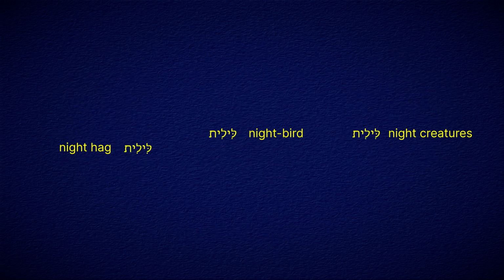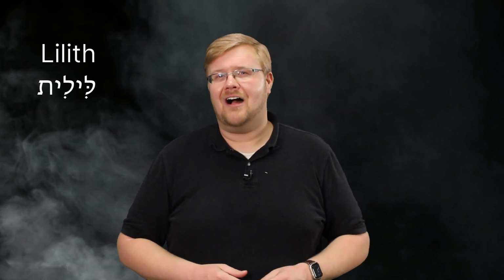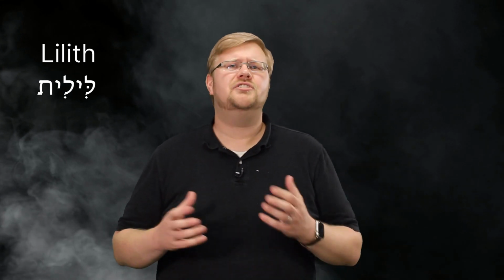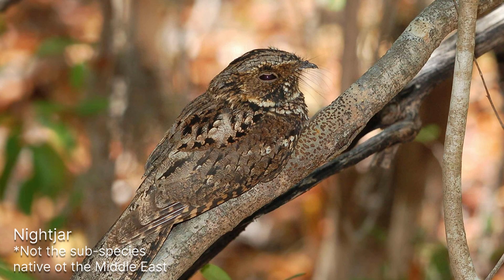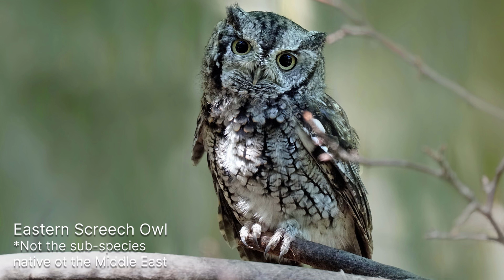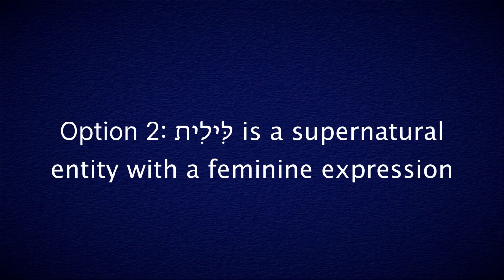Now, the actual Hebrew is this word, Lilith. You can kind of tell that scholars have different opinions on how to handle this word. There are generally two schools of thought. One is that Lilith is a real desert-dwelling animal, likely a bird. It may be a type of bird called a nightjar or possibly a screech owl. The other school of thought is that this word refers to a supernatural entity that manifests as a female night demon.